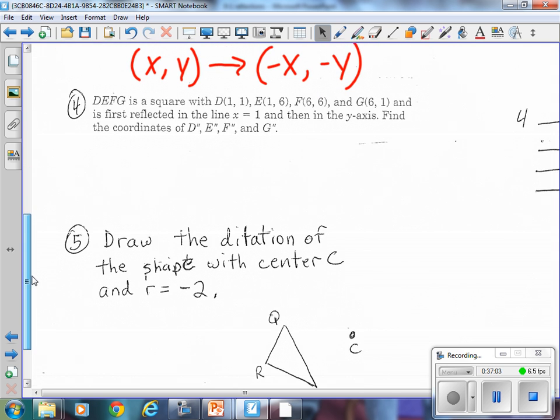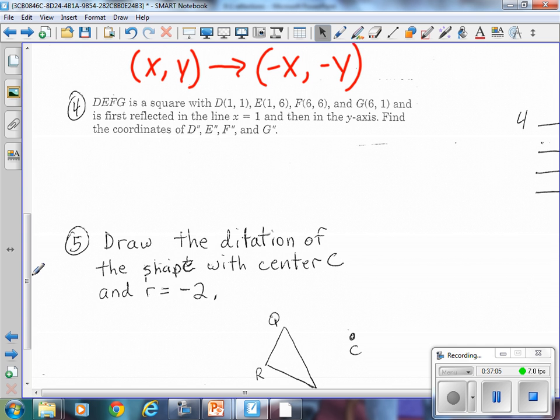Number 4, got a square, and we're going to reflect it over x equals 1, and then over the y-axis. You could have grabbed a piece of graph paper or something if that would have helped you to do this. Remember, if you're going over x equals 1, that's your x and y axes. You go out to where x is 1, so you're reflecting it over that line right there. And I'm not going to completely do this one all the way through because I want to get this video finished.